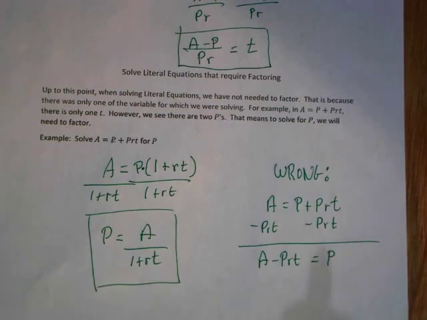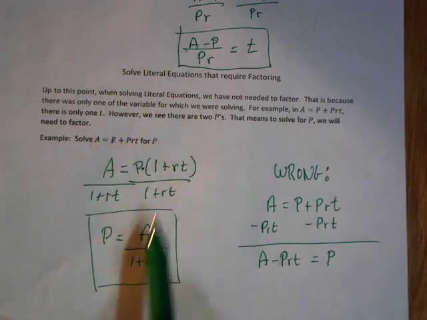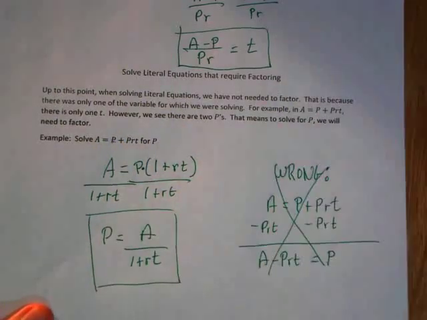Well, when we say solve for p, we mean have p all by itself over here, have a bunch of variables over here, but not the letter p over here. So this is not solved for p, even though p is all by itself. It's not solved for p because there's a p over here. Okay? So again, the big key is there is more than one p. Since there is more than one p, that tells you you're going to need to factor. So let's look at a few more of these.